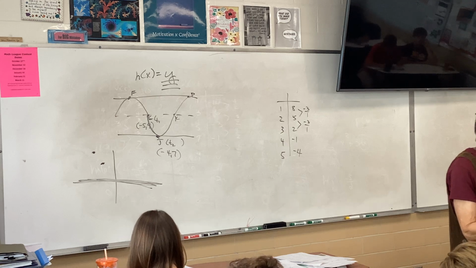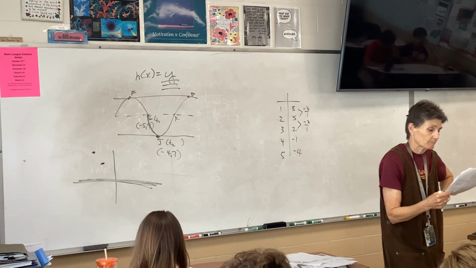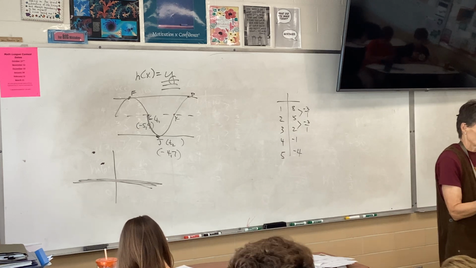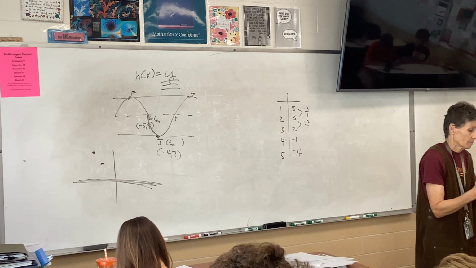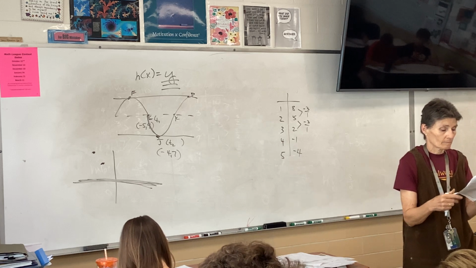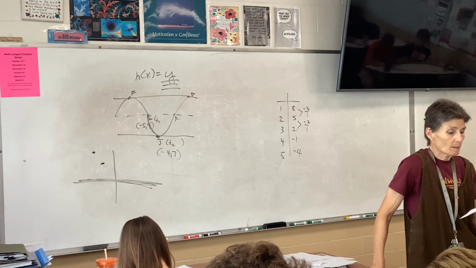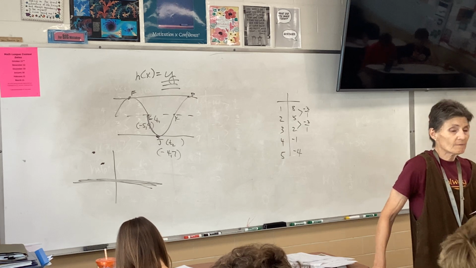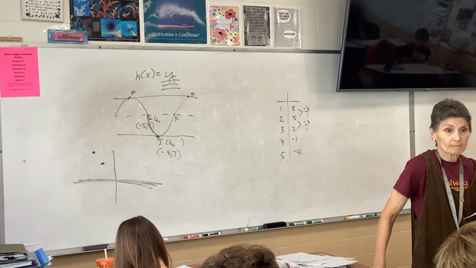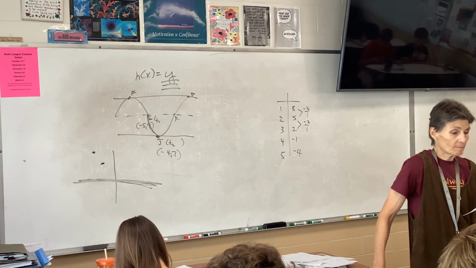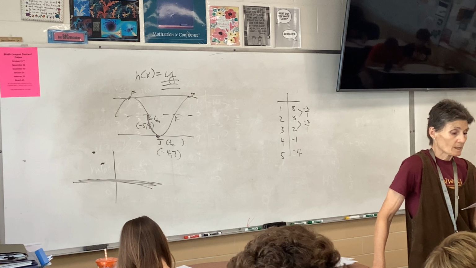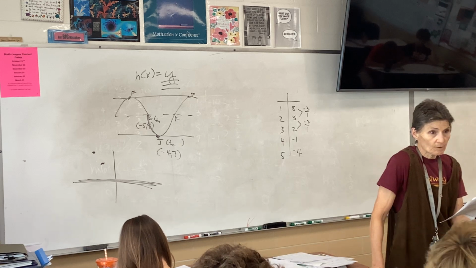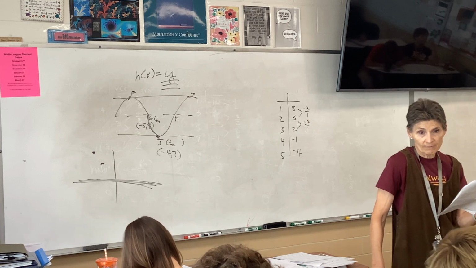Number 3, you're going from F to G. Tell me about the function. What's happening to H? Positive and decreasing from F to G. We're going down. And how is the rate of change changing? Decreasing because we are concave down.